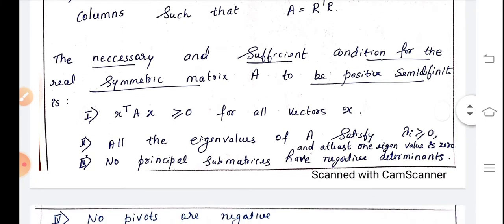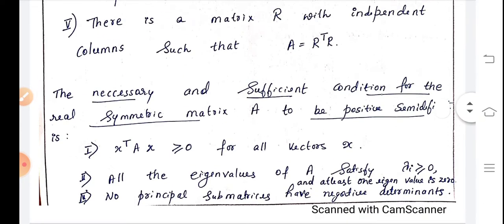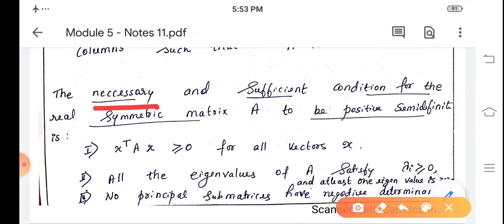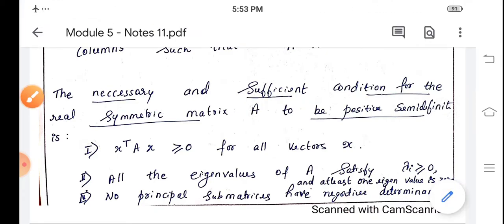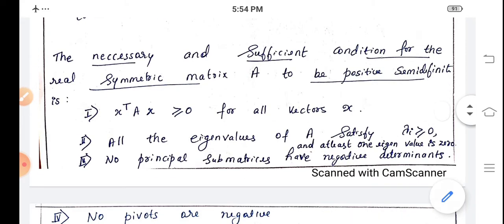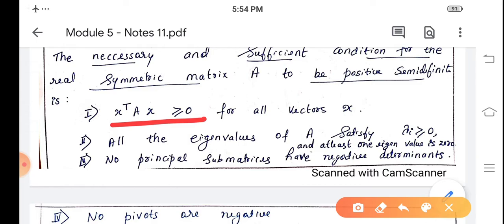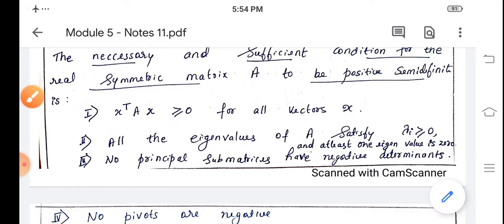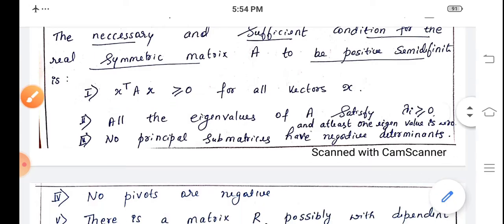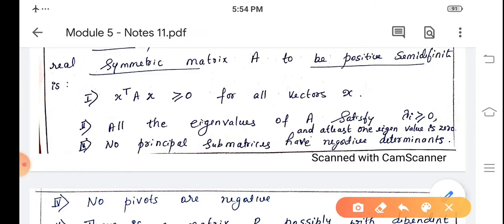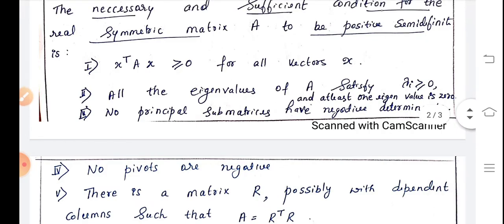Similarly, for positive semi-definite matrix, the necessary and sufficient condition for the real symmetric matrix A to be positive semi-definite is X transpose AX is greater than or equal to 0 for all vectors X. All the eigenvalues of A satisfy lambda i greater than or equal to 0 and at least one eigenvalue is 0. That means the eigenvalues of A are greater than or equal to 0.